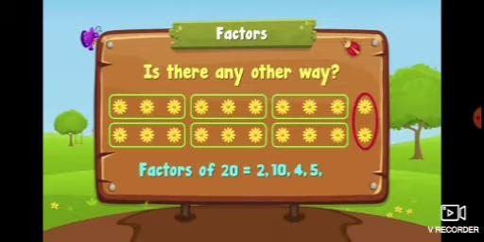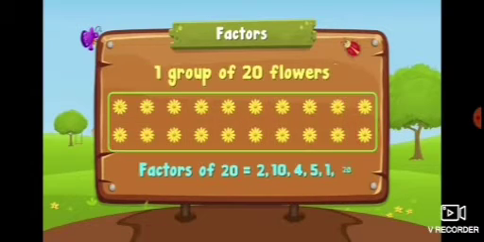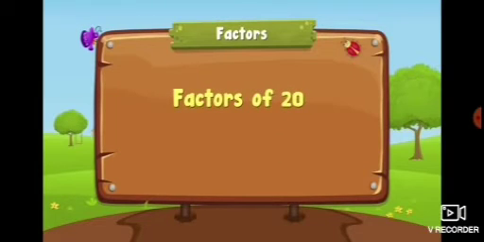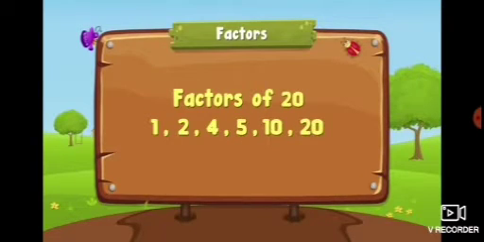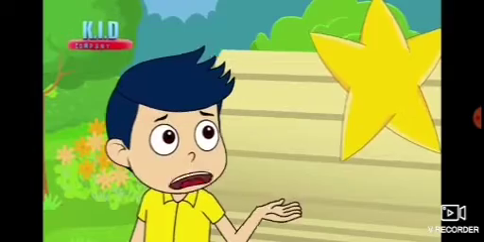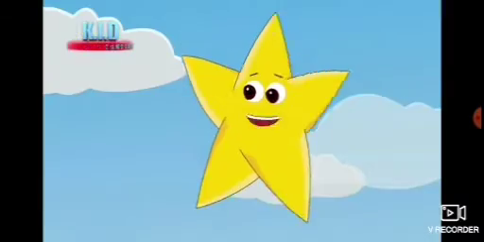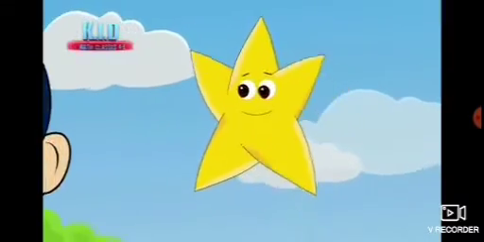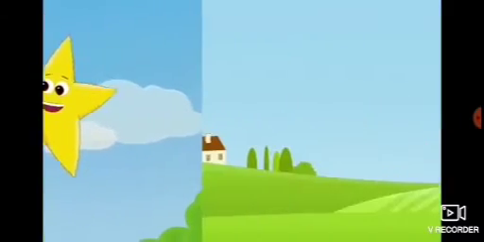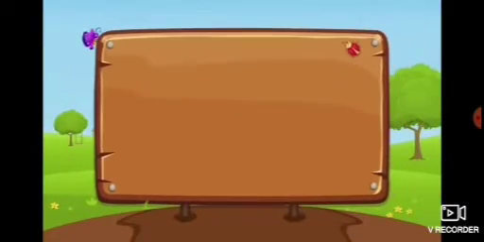Understood? So we can say that. Is there any other way? No. So in one group we can take 20 flowers also. Yes or no? In one bouquet we can put directly all 20 flowers. So the factors of 20 are 1, 2, 4, 5, 10 and 20 itself. Understood? So he is saying it's a very good idea. Factors mean what? There should be no remainder.